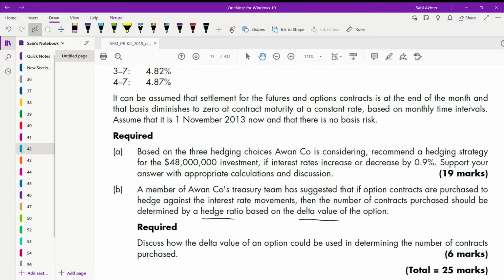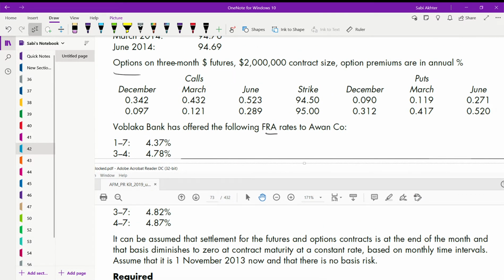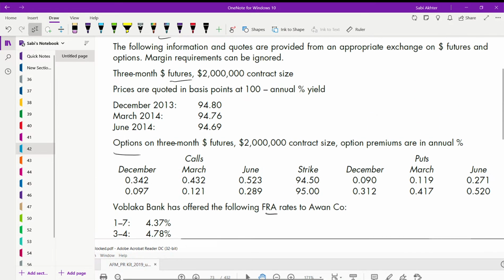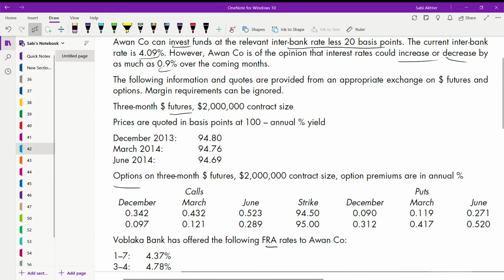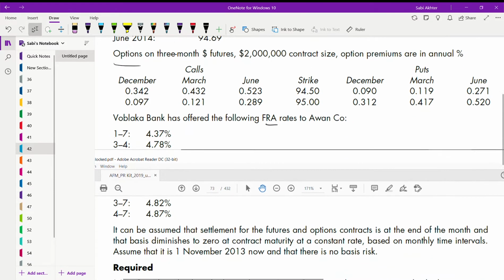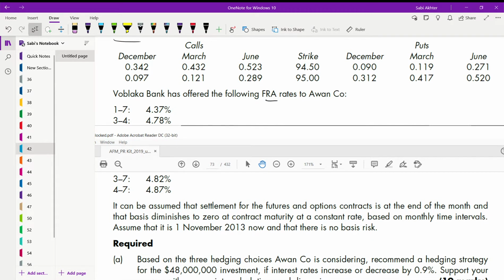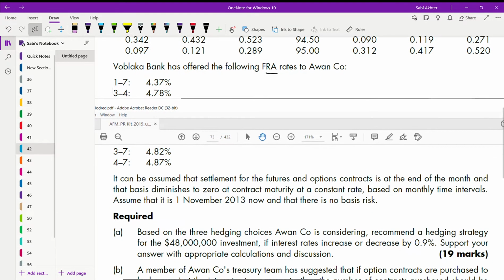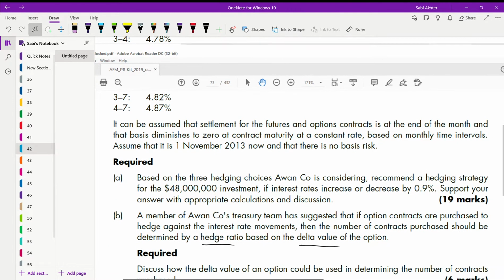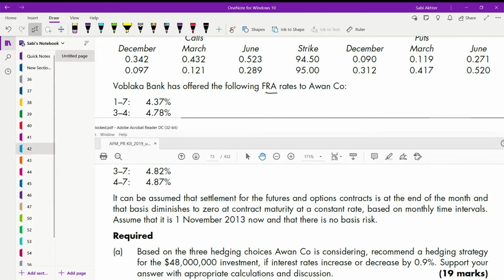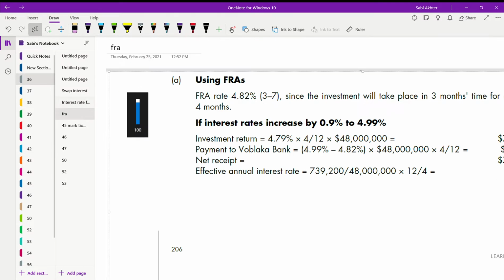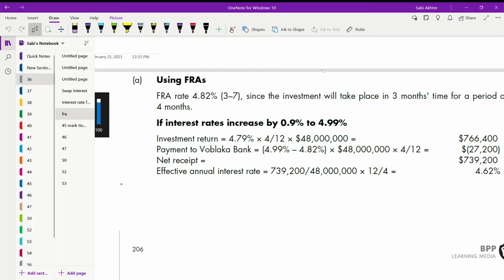So coming to this FRA, now in FRA you have to choose a rate. Your FRA will be denoted like this, by the way, 1 to 7, 3 over 4, it could be anything, and some rates will be there. You have to choose one rate. Right? How do you choose that rate? Since I don't have the full question, I cannot tell you the terms, but let's go to the answer and see. FRA. They have taken 4.82% FRA, which is 3 to 7.